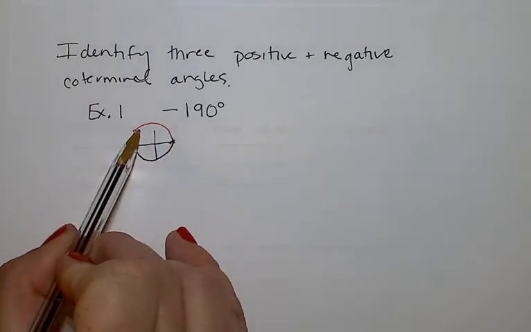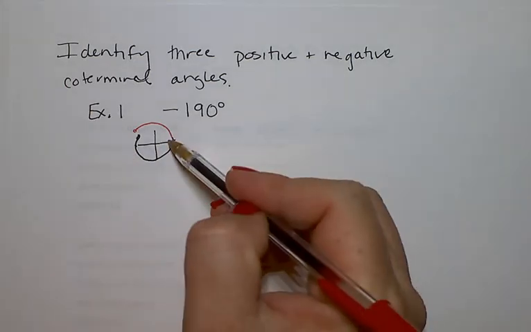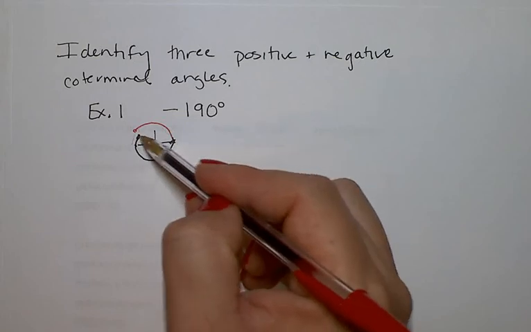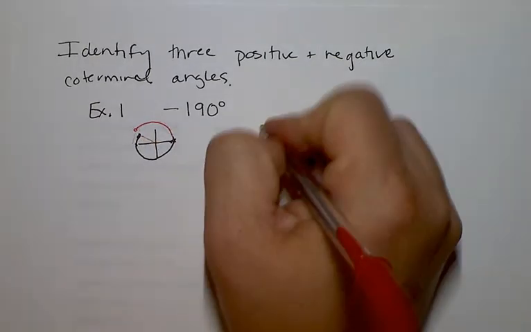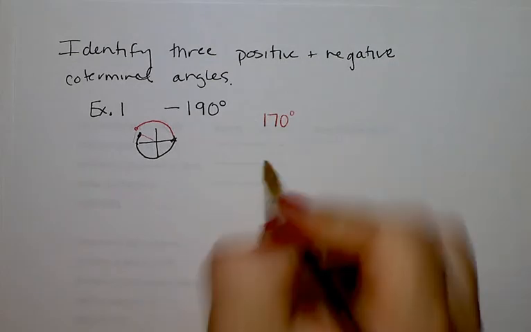So how do you determine that length? There's different ways of doing it. One way to say is, hey, I know that you're not quite at 180. You're 10 degrees less than 180, which would be 170 degrees. That's your first positive coterminal angle.